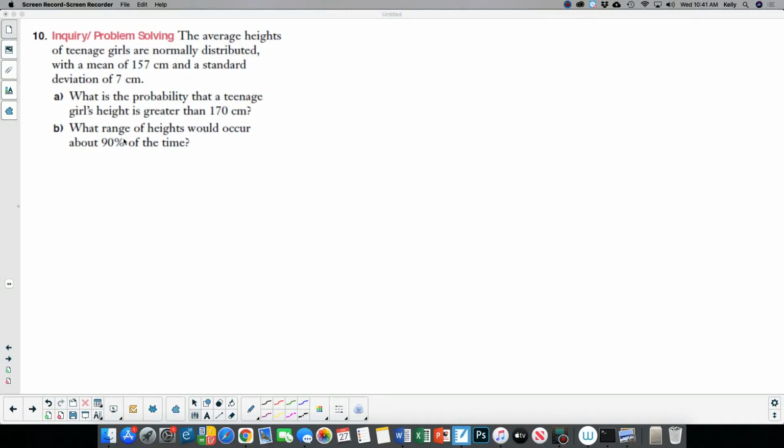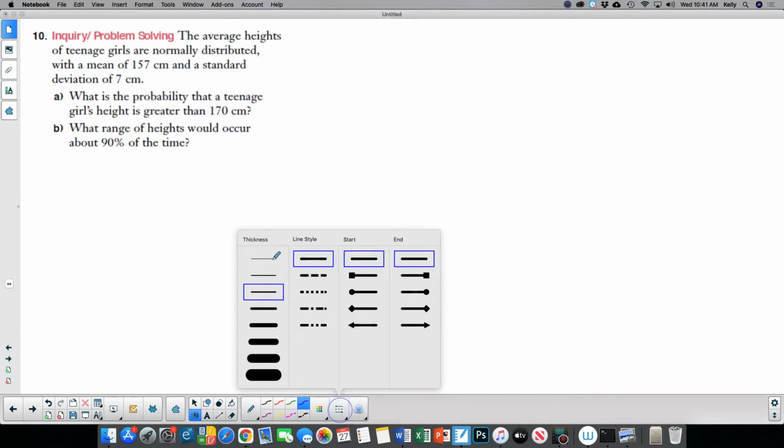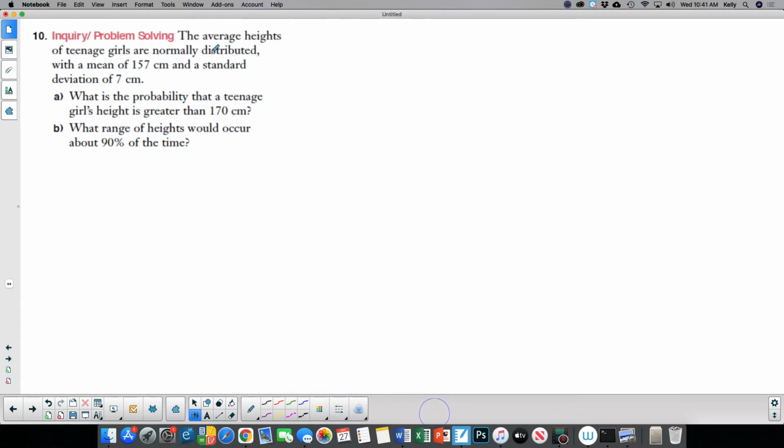Okay, let's take a look at question number 10. Question 10 says, the average heights of teenage girls are normally distributed with a mean of 157 and a standard deviation of 7. So what that means is that we have x normally distributed with a mean of 157 and a standard deviation of 7. So the first part of this is pretty straightforward.